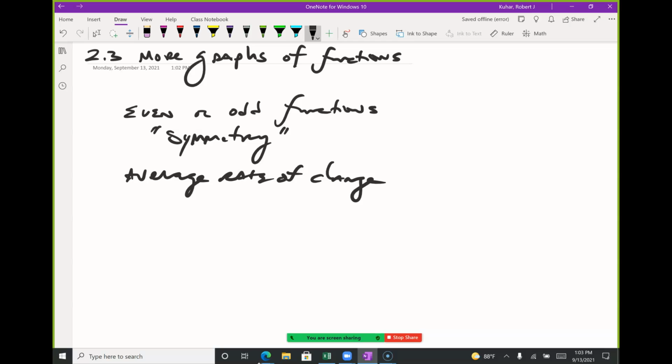And the last one, which I'm not going to get to today, it's just points and intervals.